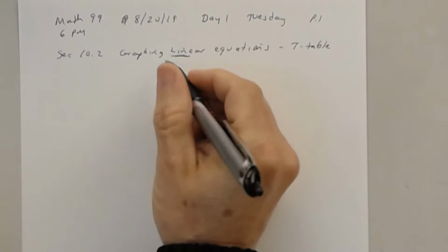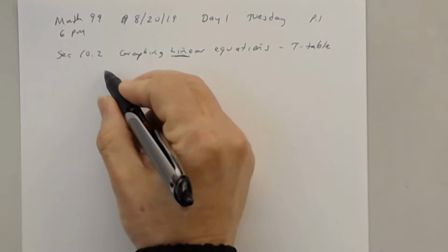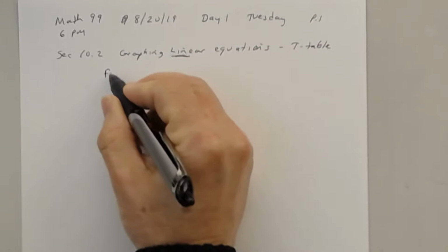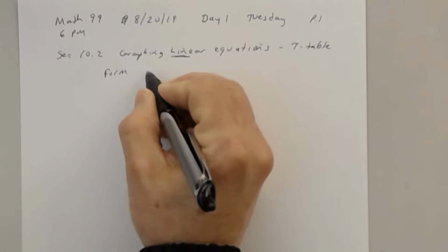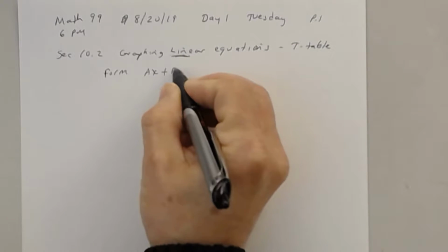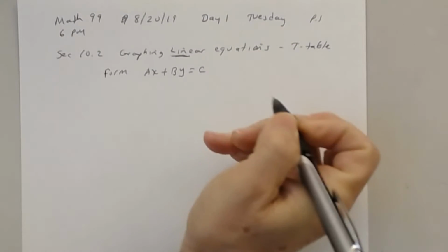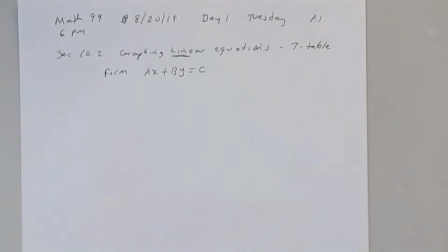And the form of a linear equation looks like this. So basically, it's going to have this form. It'll look something like ax plus by equals c. So notice there's going to be an x, there's going to be a y, so there are going to be two variables. Not always two variables, you're going to see that as well. But for the most part, you'll have two variables.